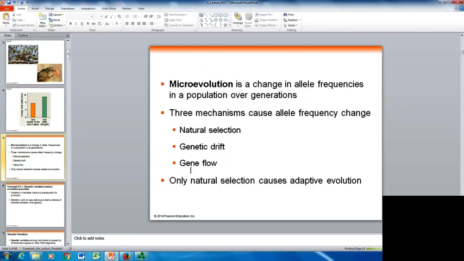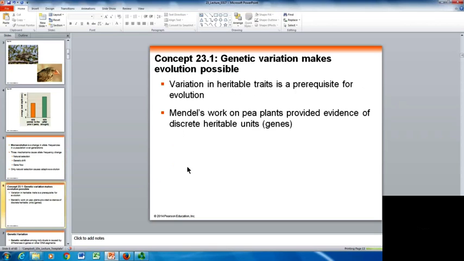So microevolution is a change in allele frequency in a population over generations. There's 3 mechanisms that will cause the allele frequency to change: natural selection, genetic drift, and gene flow. Only natural selection will cause adaptive evolution. Variation in heritable traits is a prerequisite for evolution. Mendel's work using the pea plants provided evidence of the genes being the discrete heritable units.